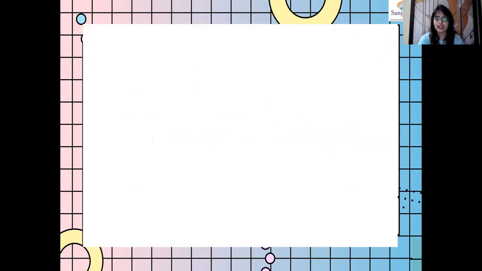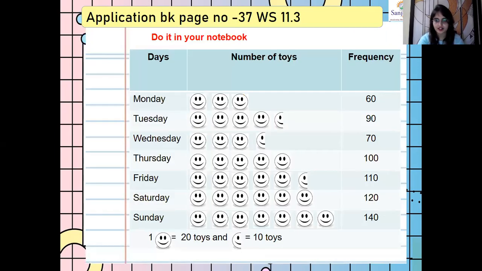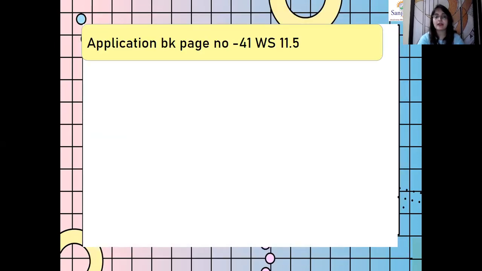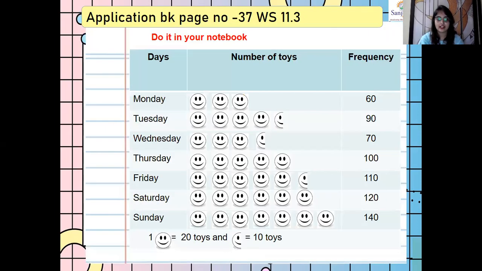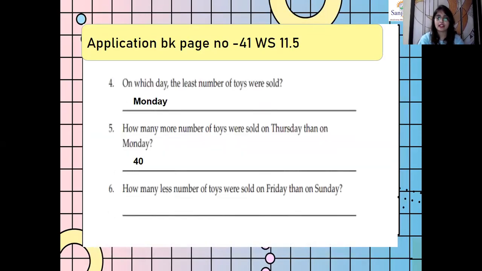How many more toys were sold on Thursday than on Monday? So to compare, Thursday is 100 and Monday is 60. So 100 minus 60 will be 40. Okay, to compare the toys sold on Thursday and on Monday, you will subtract, that is 100 minus 60 is 40. Then sixth question, how many fewer toys were sold on Friday than on Sunday? So again, to compare, Friday is 110 and Sunday is 140. So 140 minus 110 will be 30 toys. Okay. So we will be writing here 30.